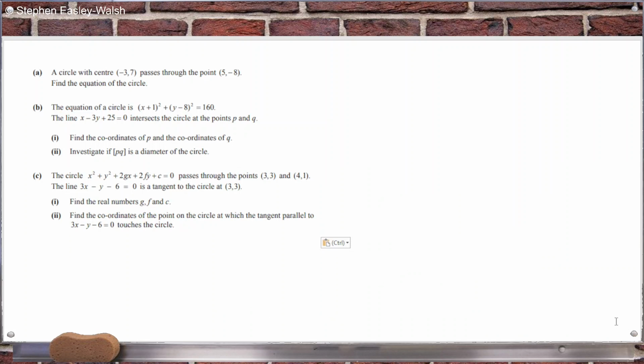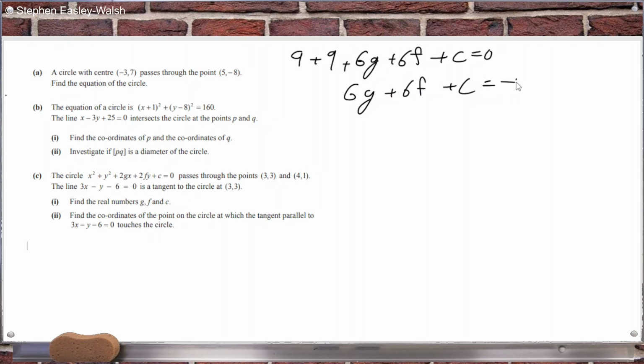And then the C part, the final part, we have that circle passing through those 2 points, and that is a tangent at the point 3, 3. So it means I can form 3 equations with 3 unknowns. So if we put in the first one, 3, 3, we have 3 squared plus 3 squared plus 6g plus 6f plus c equals 0. So in other words, 6g plus 6f plus c equals minus 18.